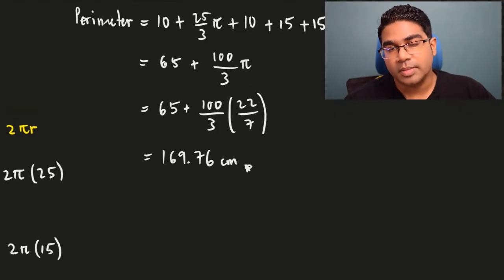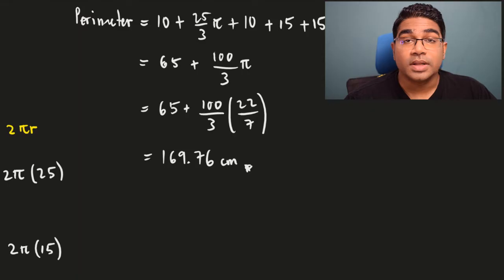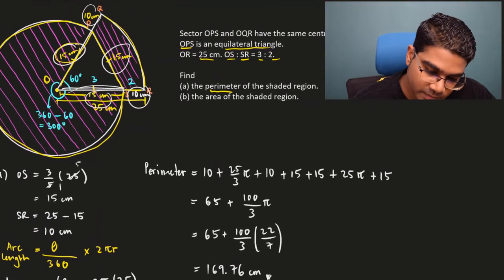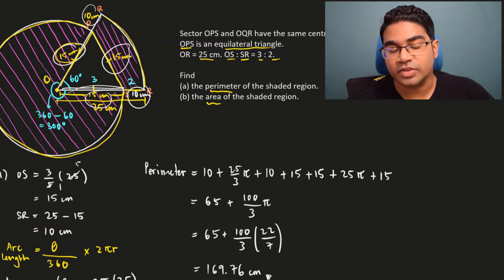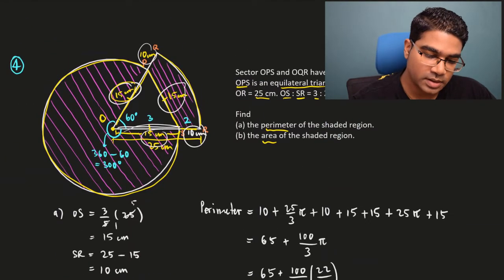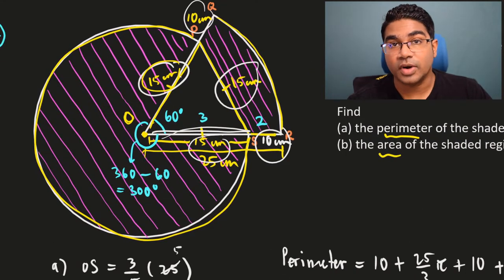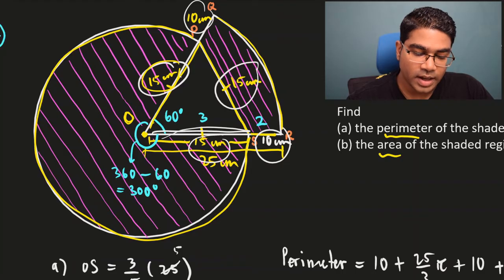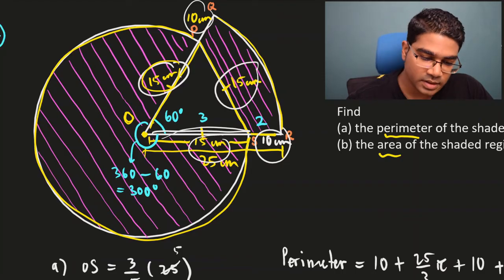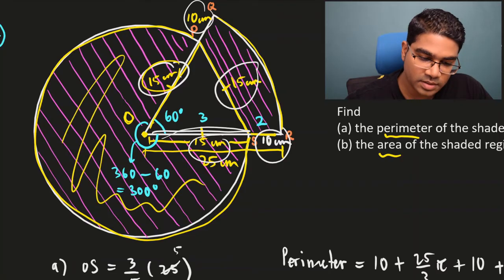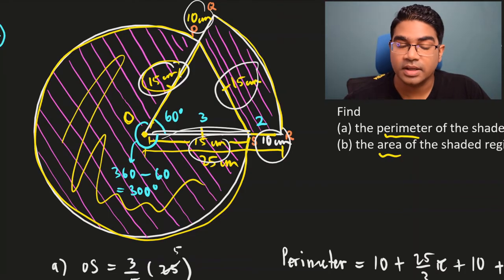So we have found the perimeter of the shaded region. Now it's time to find, second question is to find the area. Now it's to find the area of the shaded region. So when we are looking at area, here we are dealing with sectors as well as a triangle. So you have to look at it in that way. We have to get the area of the major sector. So the shaded region here, this region is just the major sector, the area of the major sector.